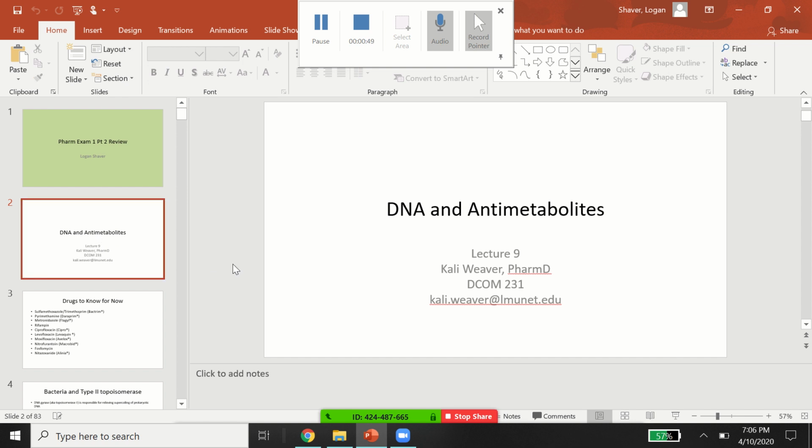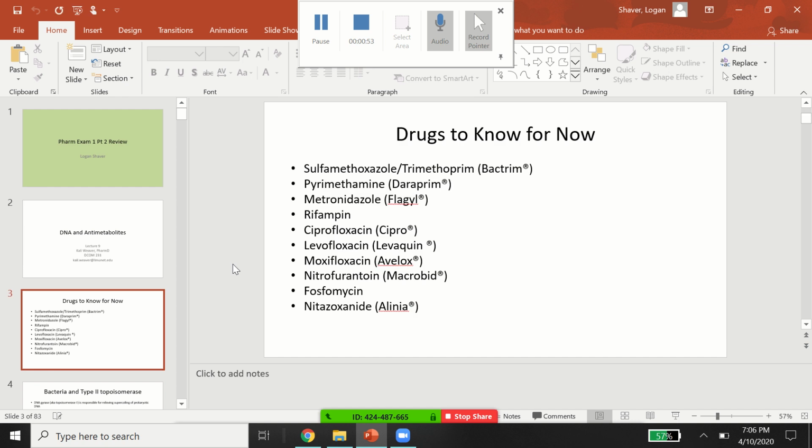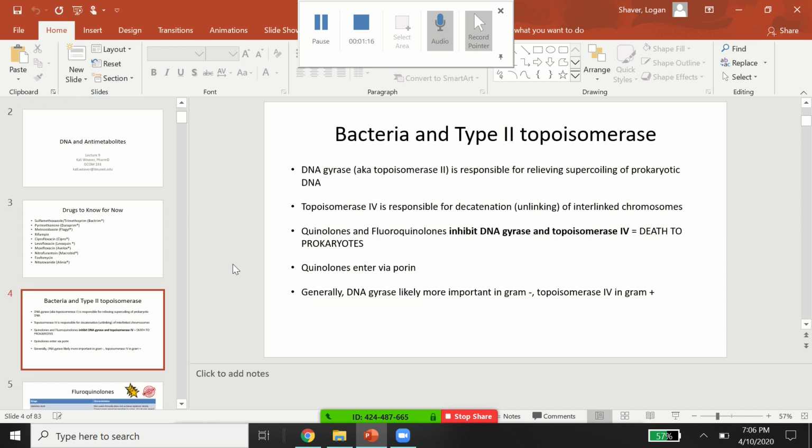So just start off the first one. So DNA and antimetabolites. I always leave these in here just in case, because I think we had a couple of lectures last year toward the end, where she had this "drugs to know for now" thing, but she didn't actually put it in red or anything, so I was confused. So I just left them in here, like I did the last review, just in case she forgot to read one of them or something. I left this slide here.